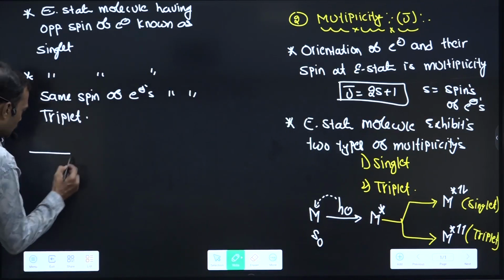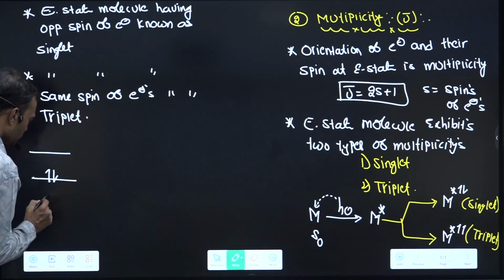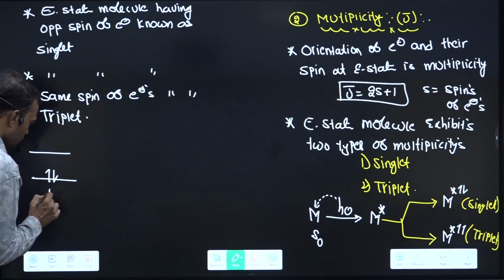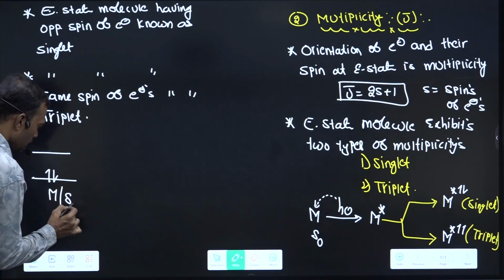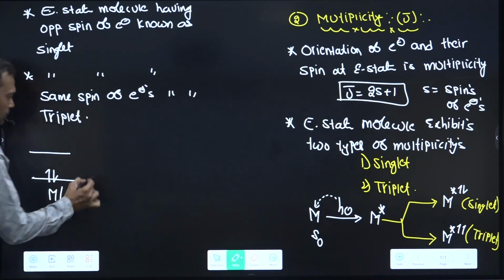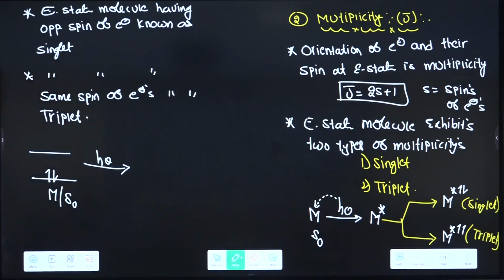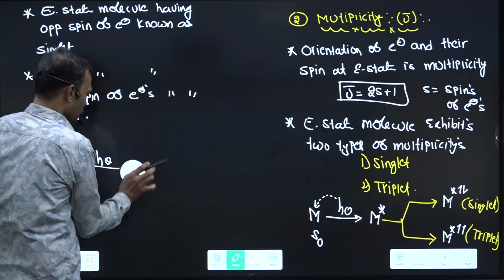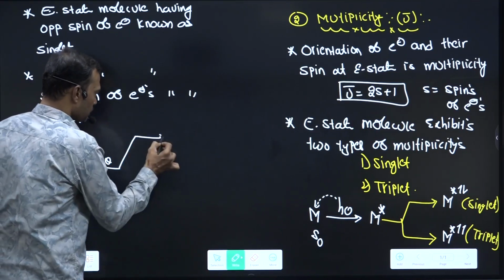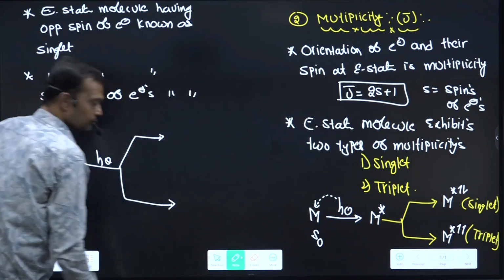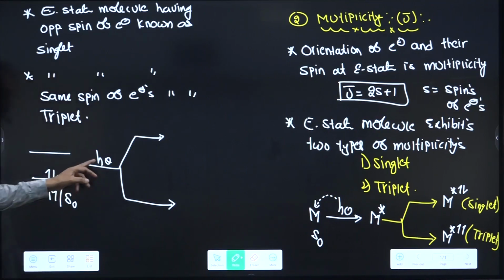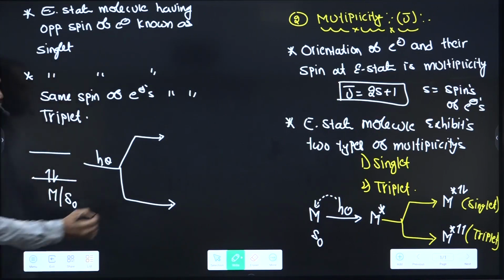So here this is a ground state molecule. This is M, otherwise we can say S0, the ground state. Now this is photochemically accelerated. When it is photochemically accelerated, two possibilities are expected. The ground state molecule accepts energy and is activated in two ways.